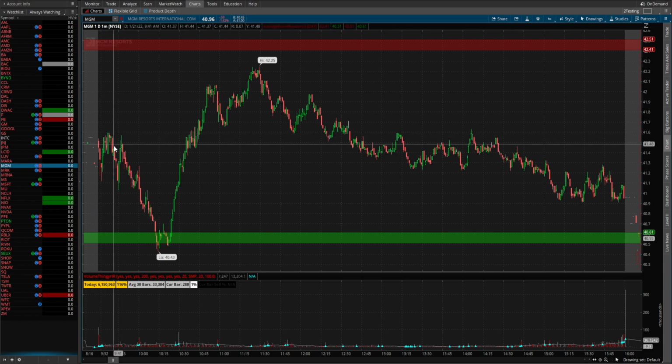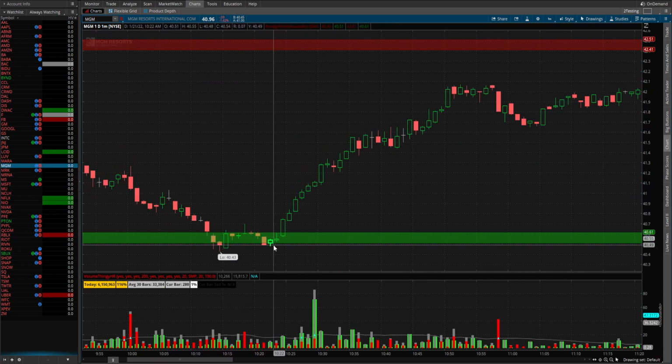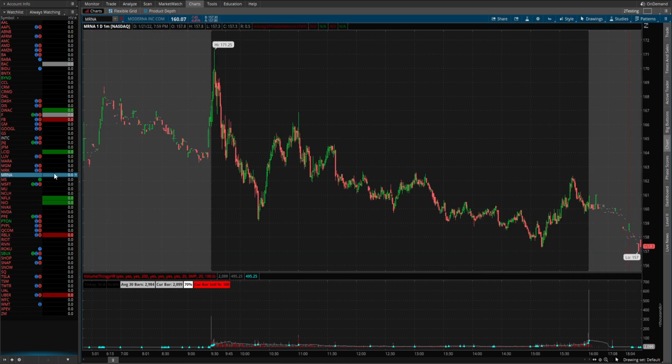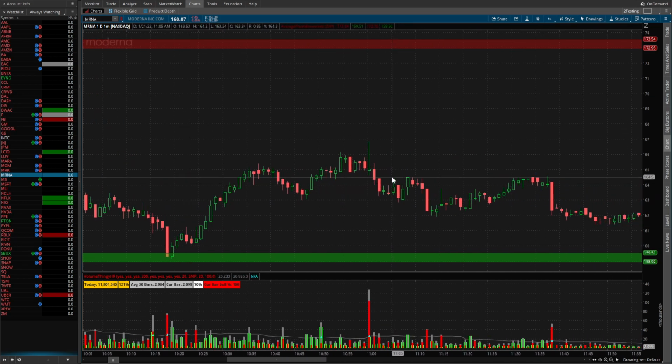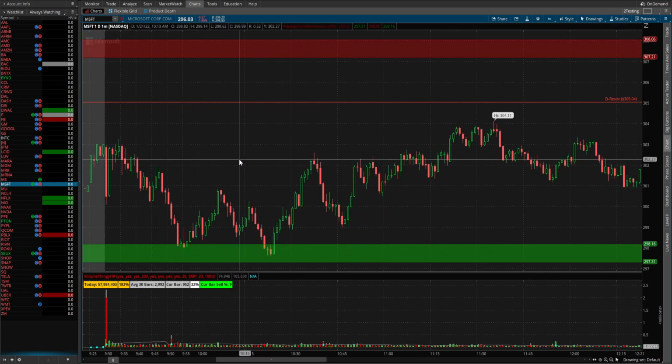Nope, that's actually not an example I'm looking for, because that holds that perfectly and recovers. What about, come on, Moderna? Nope. Moderna bounces off of it perfectly. Microsoft, come on. Nope, Microsoft actually. But as you can see, it's a good area to actually help you get out of your position if you're thinking of selling or not, or if you're the type to actually have to ask others if you should sell.